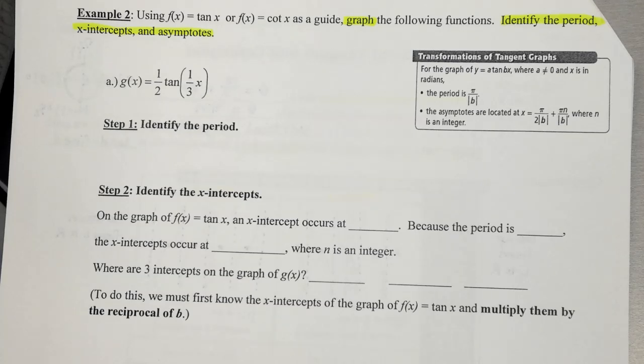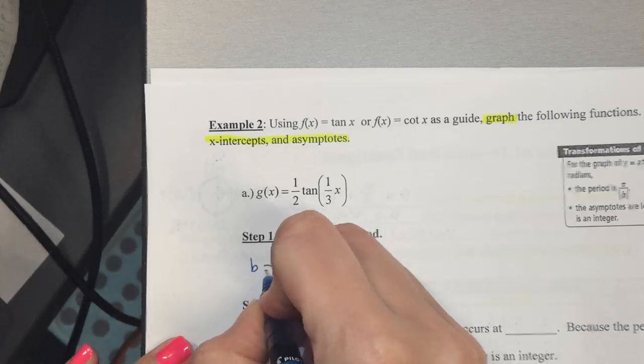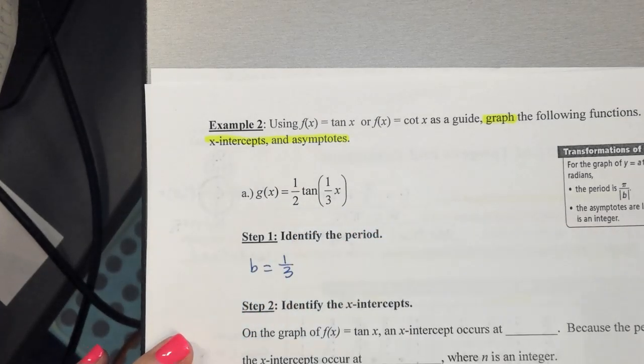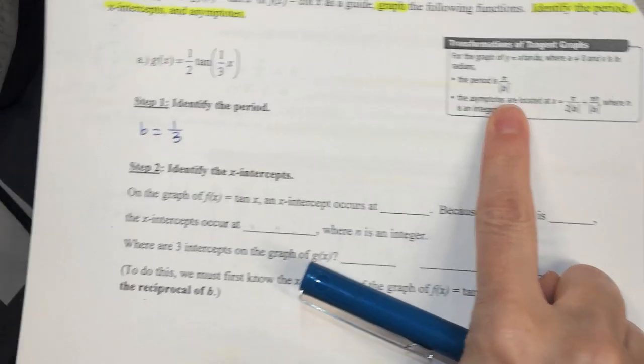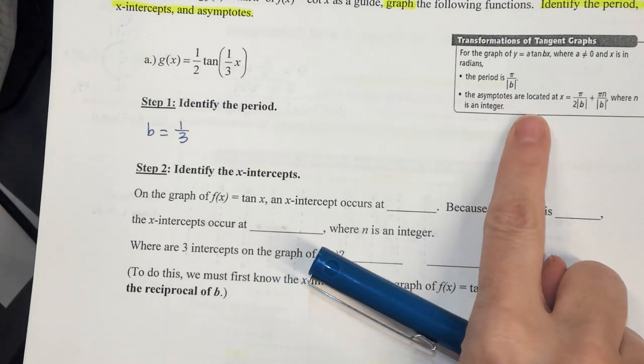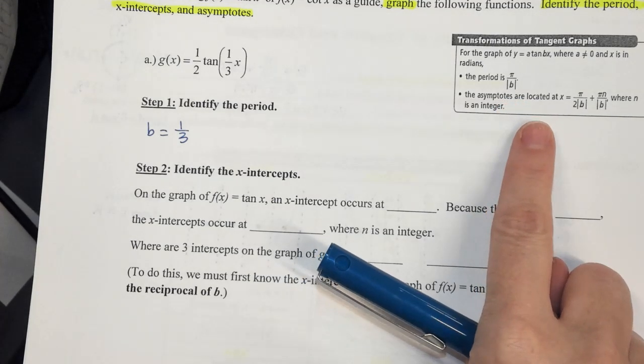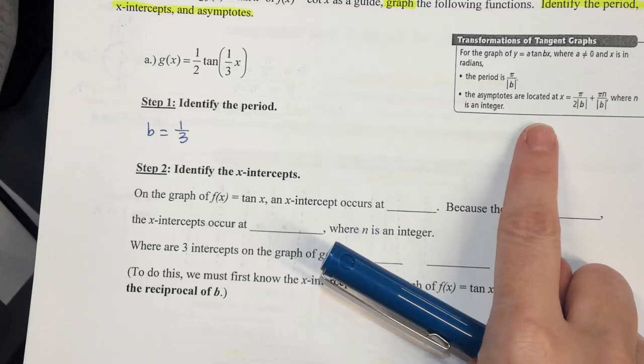All right, so Ali, what'd you get for your b value? 1/3. Yep, so it's 1/3. Okay, see, I put these on this page for you so you didn't have to flip back and forth. Isn't that so sweet? Don't you guys hate flipping back and forth? I do not like it.